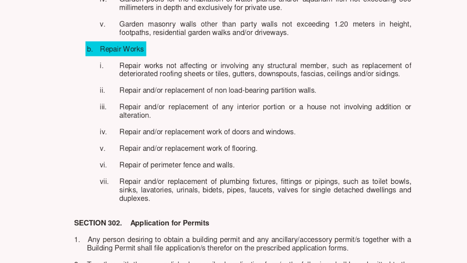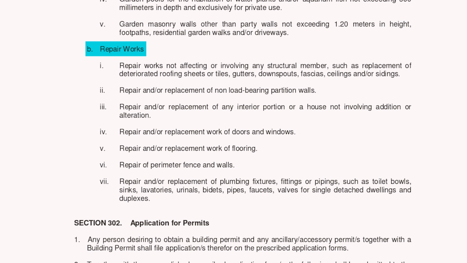Repairs that are minor, repairs that don't involve building permits. So you don't need to get a building permit for repairs that do not involve structural members, repairs of non-load bearing partition walls, meaning non-structural, repairs that do not involve addition or alteration, repairs of doors, windows, floors, fences, and walls, and repairs of plumbing fixtures. All of these repairs don't require permits anymore. Hindi mo kailangan ng permit. You can just go ahead and do the repair.